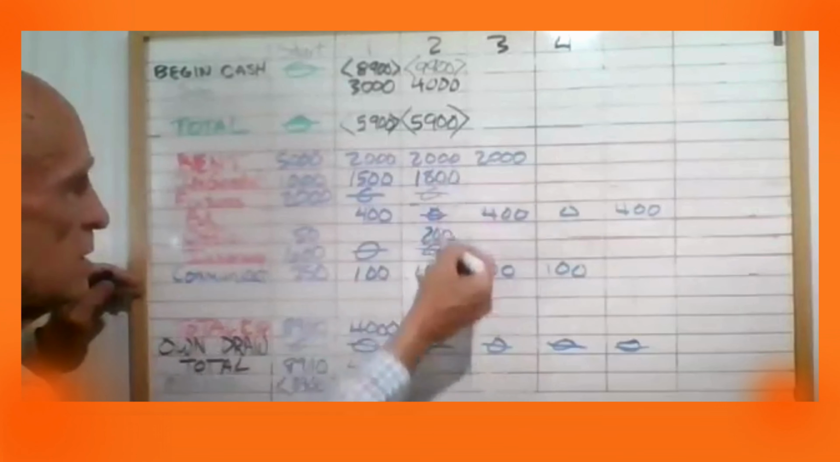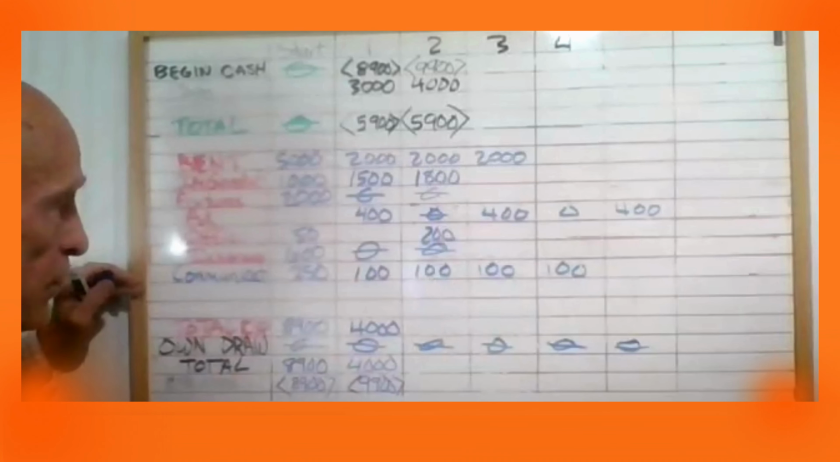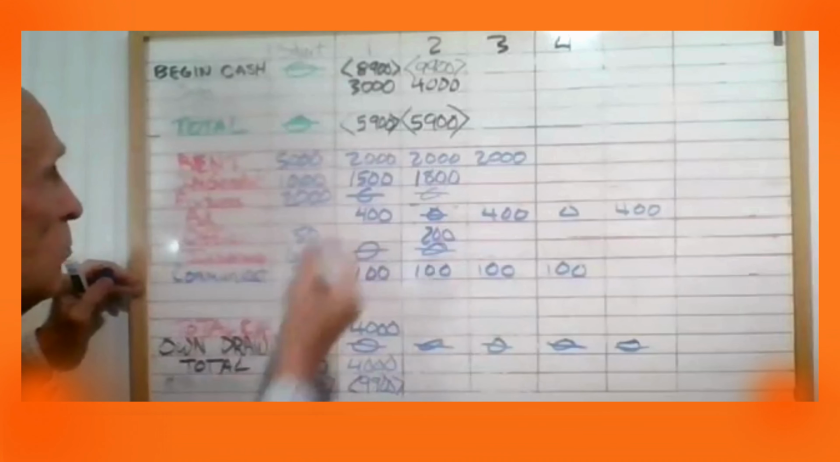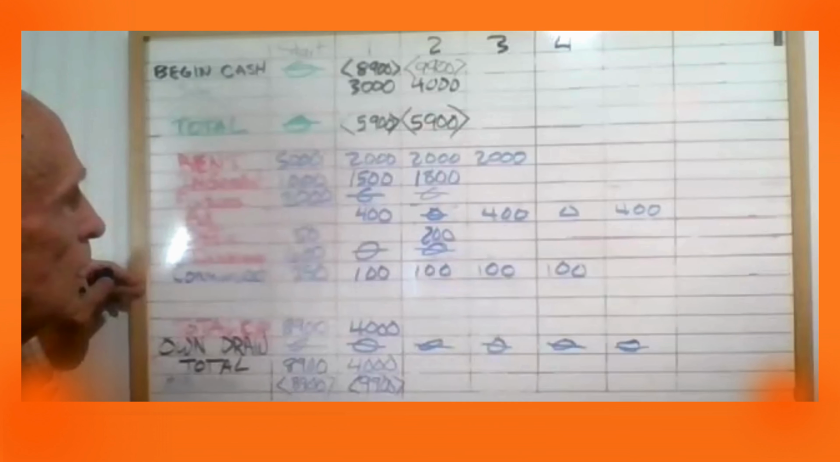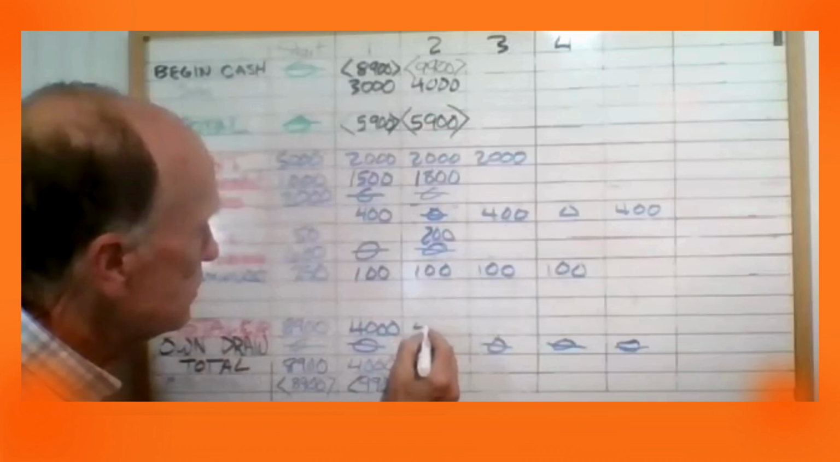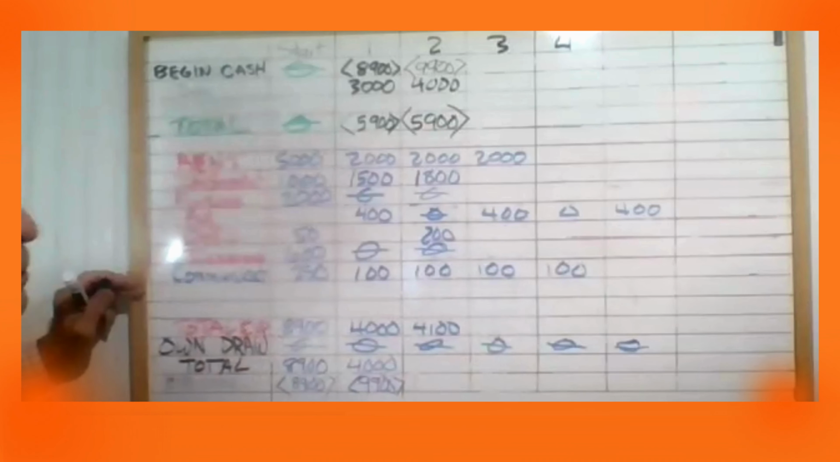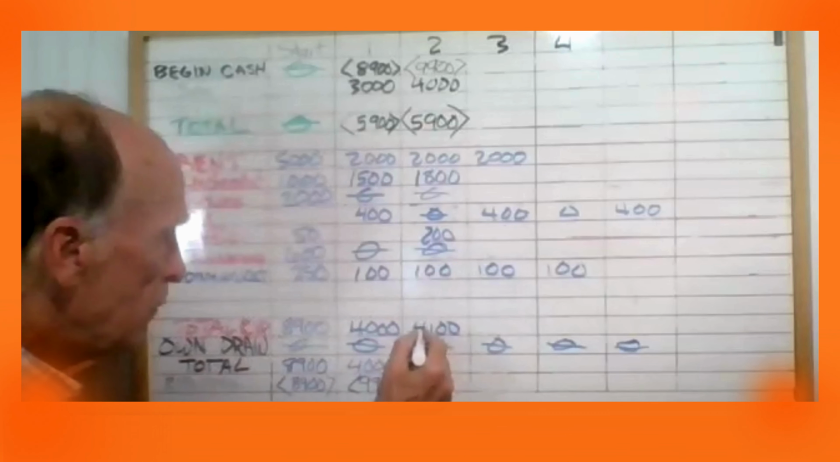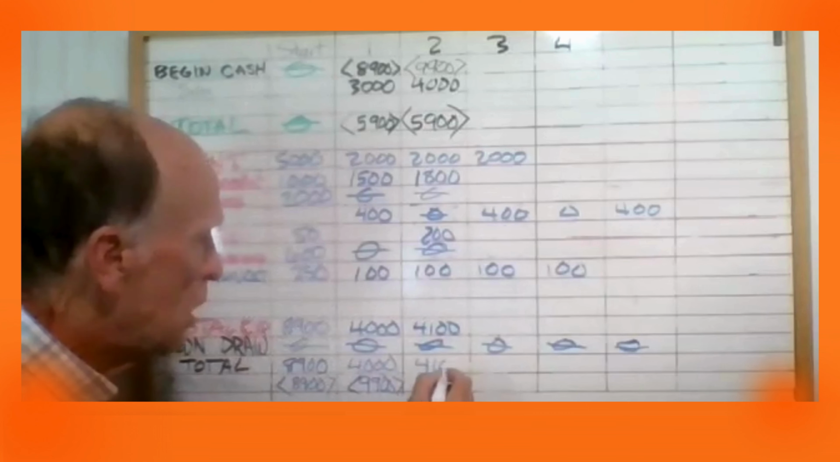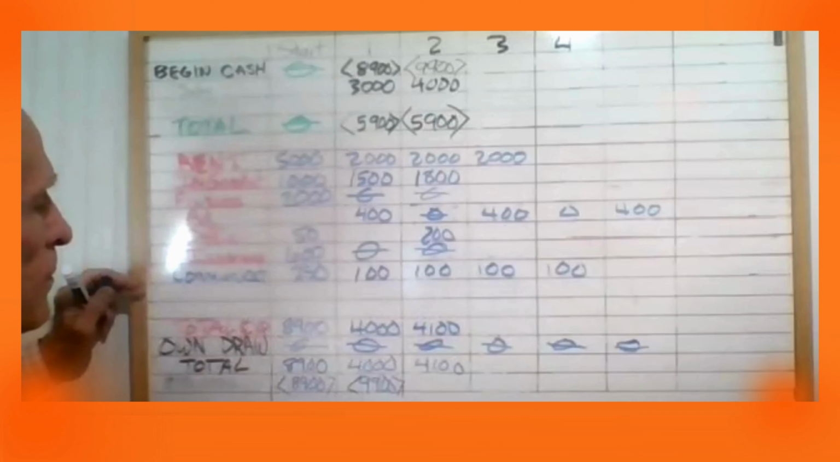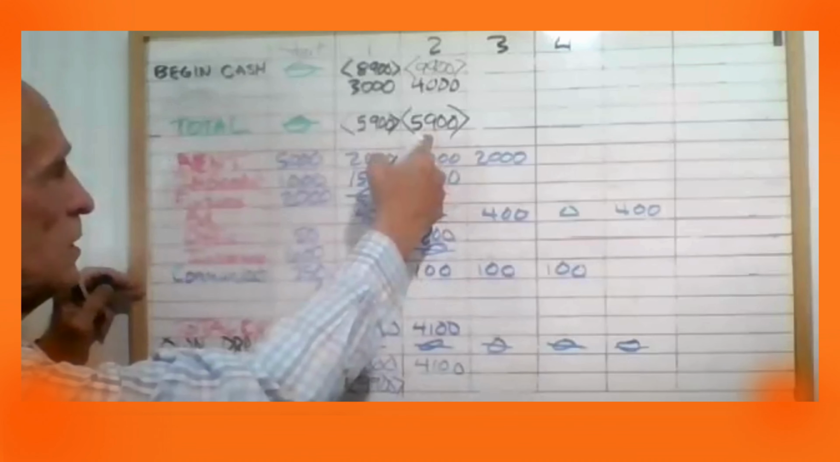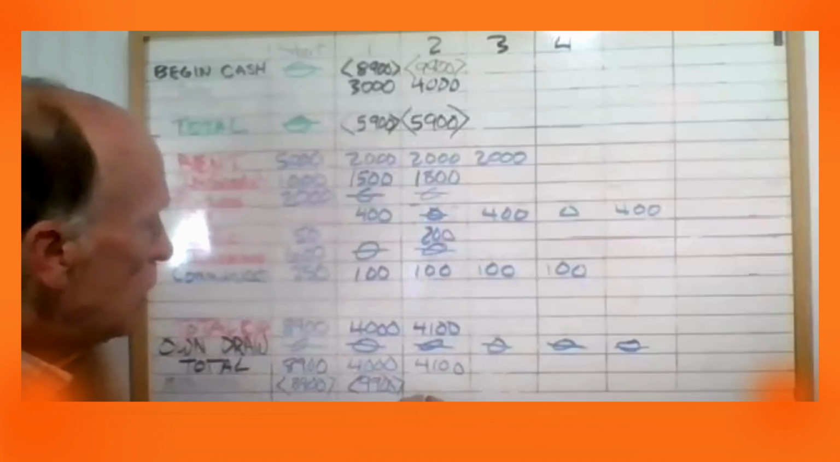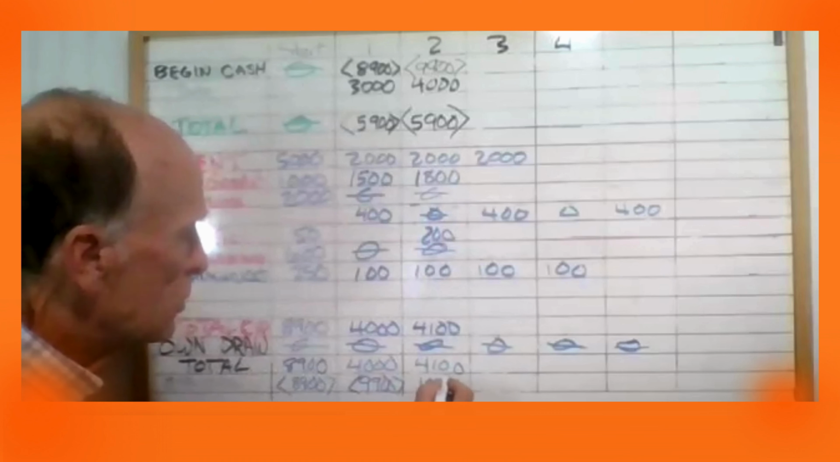And so now I sum this set of numbers for my out-of-pocket expenses for month 2. And that ends up to be $4,100. No owner's draw this month. Total of these two is $4,100. Negative $5,900 minus $4,100 is negative $10,000.